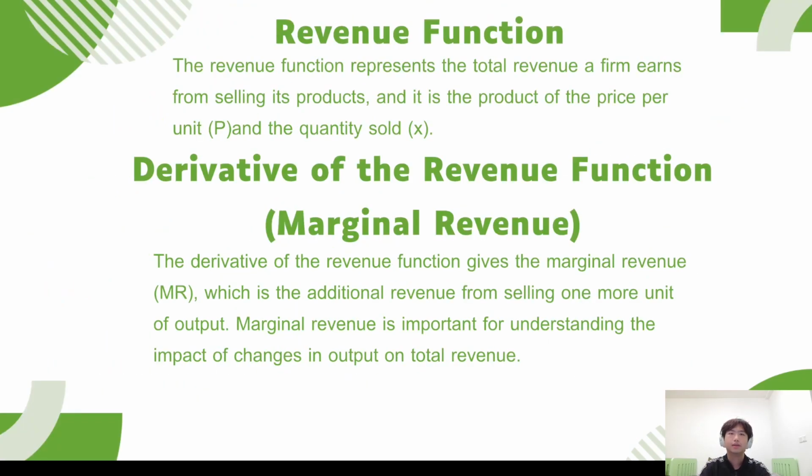The revenue function represents the total revenue a firm earns from selling its products, and it is the product of the price per unit and the quantity sold. The derivative of the revenue function gives the marginal revenue, which is the additional revenue from selling one more unit of output. Marginal revenue is important for understanding the impacts of changes in output on total revenue.